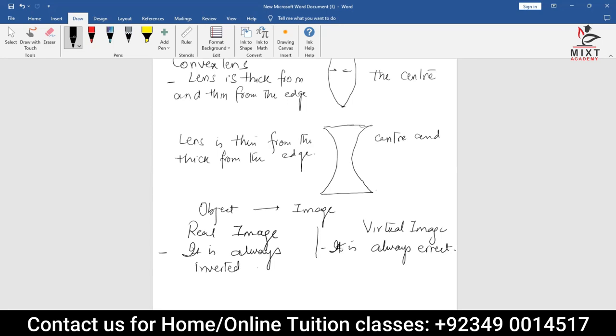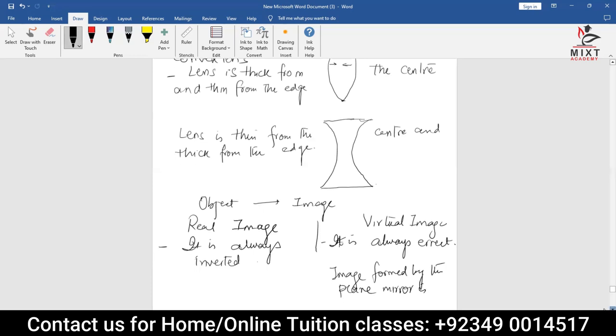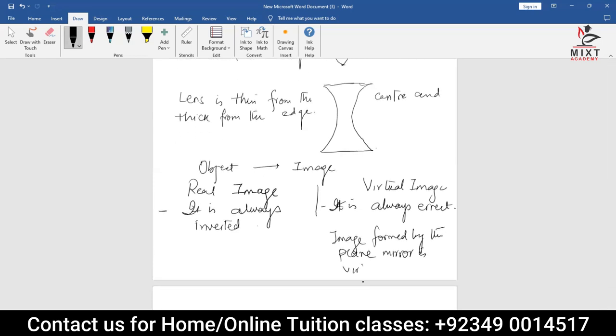Remember that the image formed by the plane mirror is virtual, erect, and flipped. Flipped is not necessary to write, but the rest of the two things are important. Erect and virtual.